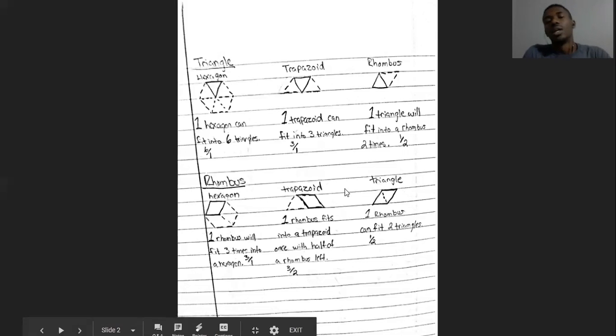Now, dealing with the rhombuses, triangle, we have one rhombus can fit into two triangles. So again, it is 1/2. And up here, as you can see right here, I did this wrong. It should be 2/1 because the triangle is smaller than the rhombus. So yes, it should be 2/1.